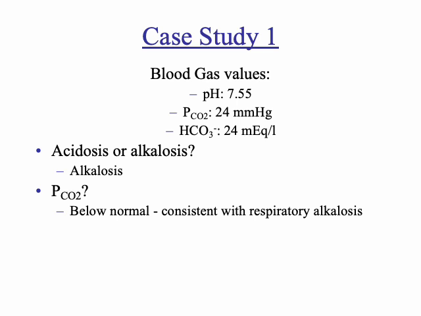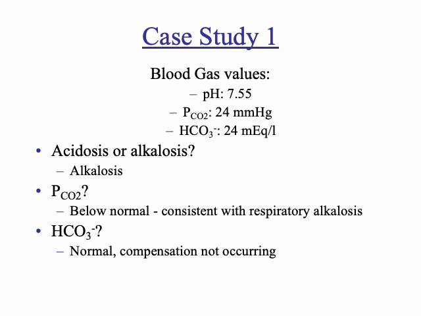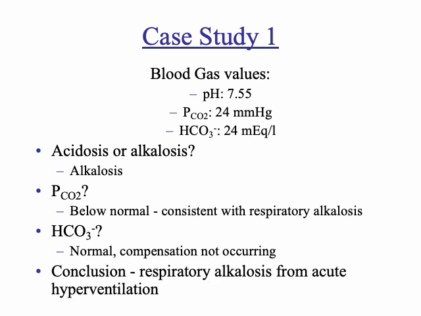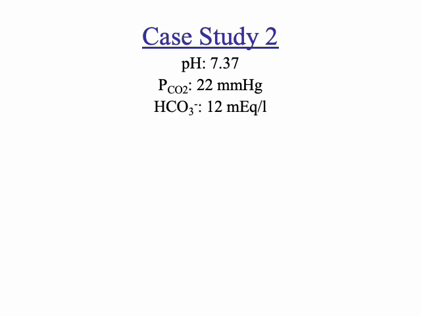So this is consistent with a respiratory alkalosis, but I can't stop because I need to double check for compensation. So I'm going to look at the bicarb levels anyway because it would be in that system the abnormality for compensation. And it looks to me like bicarb at 24 milliequivalents is right in the middle of the normal range. Compensation is not occurring. Let's do another one. Case study number 2, we've got pH 7.37, CO2 22, and bicarb 12. Now, the first question is acidosis or alkalosis. And you know what? This is in the normal range, isn't it?